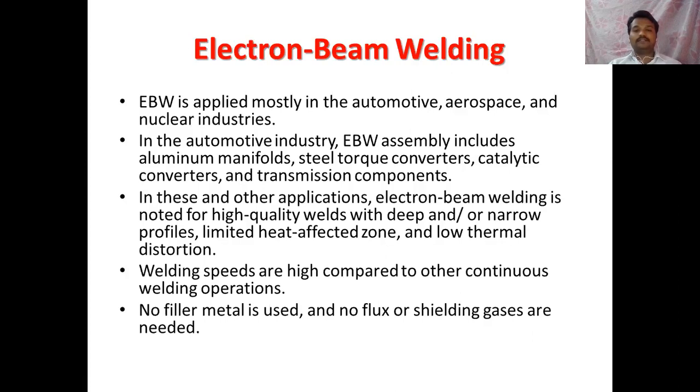One of the advantages of EBW is that the weld is noted for high quality with deep and narrow profiles, and we have a limited heat affected zone. When we observe the cross section of the weld, the heat affected zone is very narrow. Whenever the heat affected zone is narrow, there is the possibility of obtaining good mechanical properties, and the thermal distortion is also minimal. Welding speeds are high compared with other welding operations, and there is no requirement of filler metal or flux or any shielding gases.